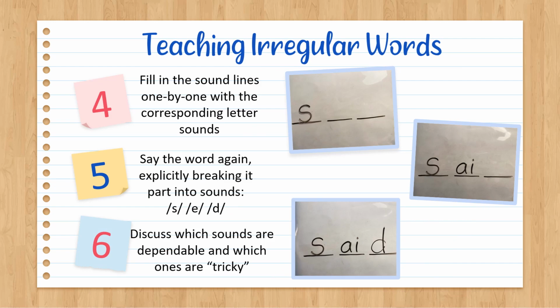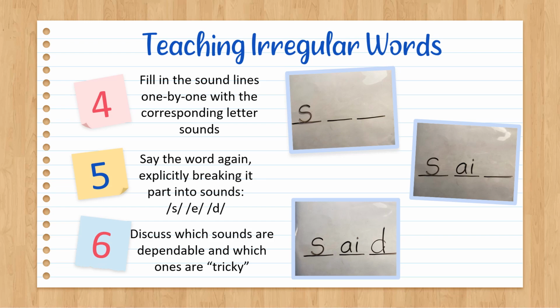Next, you will fill in each sound line with a corresponding letter or letters. I would say, so we know that said has 3 sounds in it. Let's take a look at the 3 sound lines and fill in each line with the letter or letters that make that sound. The first sound is s, and the letter S makes that sound. Let me write that in. The next sound is eh, and the letters AI make that sound. And the last sound is d, and it is written with the letter D. Now let's take a look at the spelling of the word.